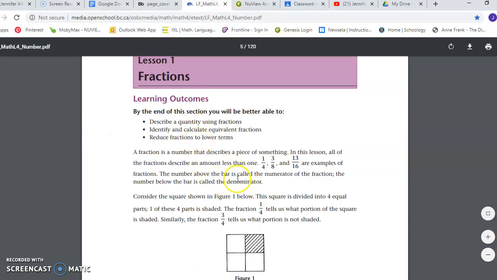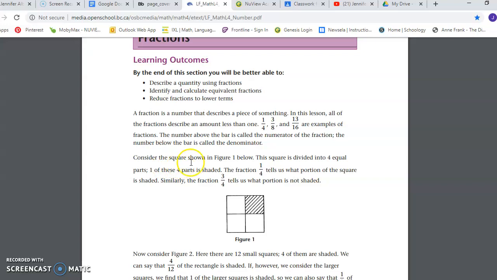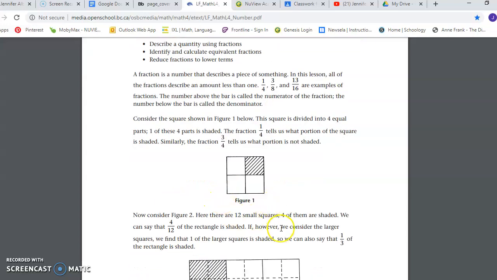Good morning, guys. All right, so Tamir and Steven, this is for you. You guys are starting fractions. So what you're going to do is, I don't have your textbook online, so we're going to use this new textbook, but this is the new section you're going to be starting.